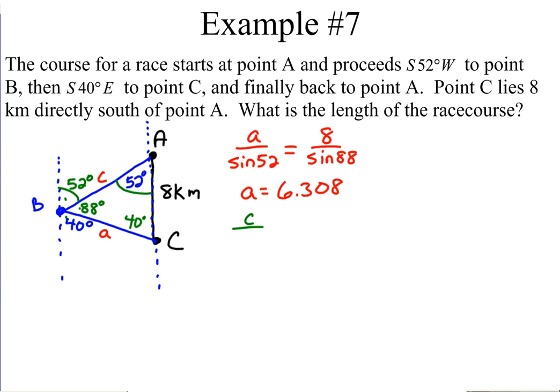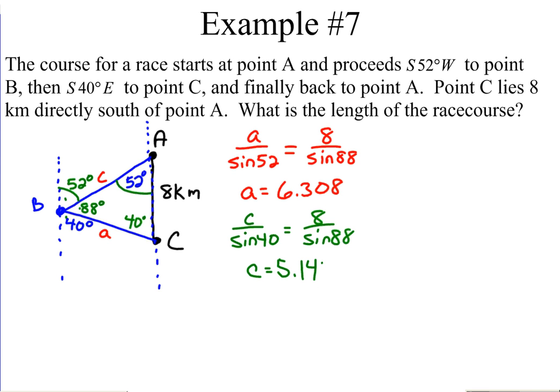So we have C over the sine of 40 equals 8 over the sine of 88. Multiply by the sine of 40, and we see that side C is 5.145.